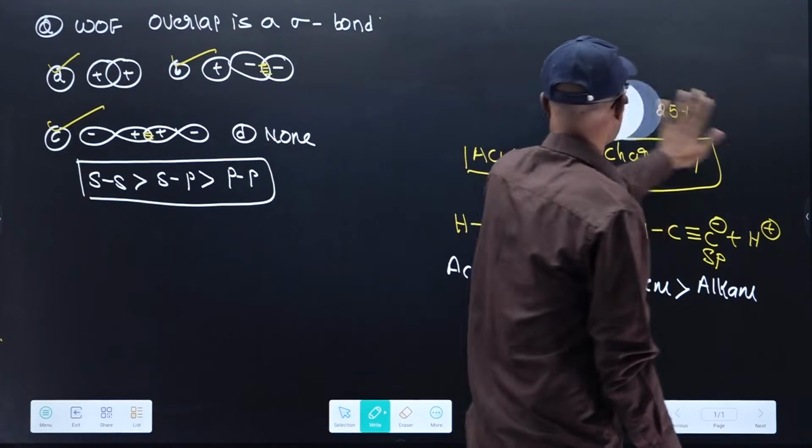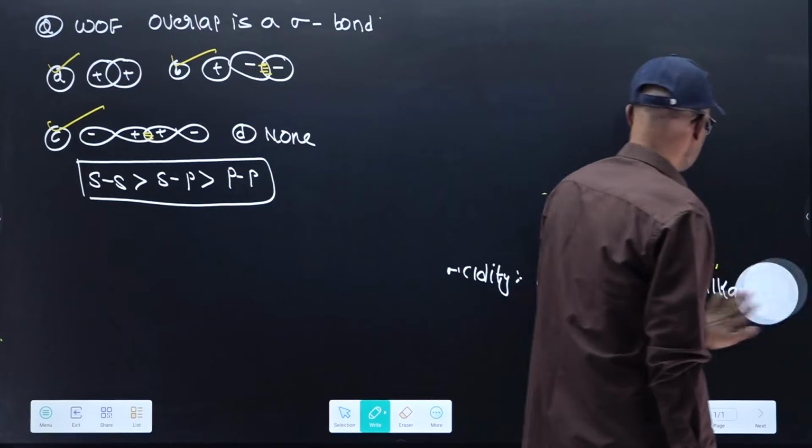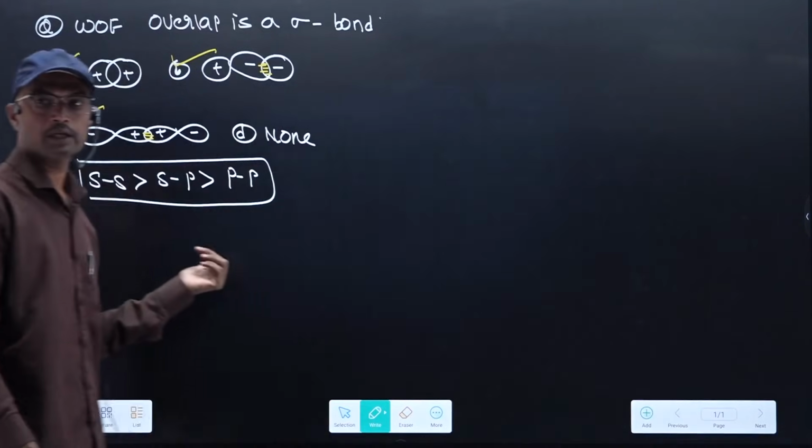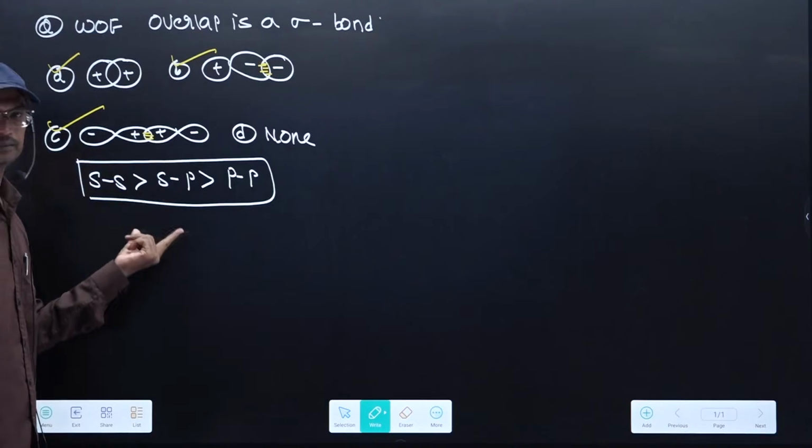SS overlap is stronger than SP, SP overlap is stronger than PP due to electron density order. Greater the electron density, greater the strength. That is the reason.